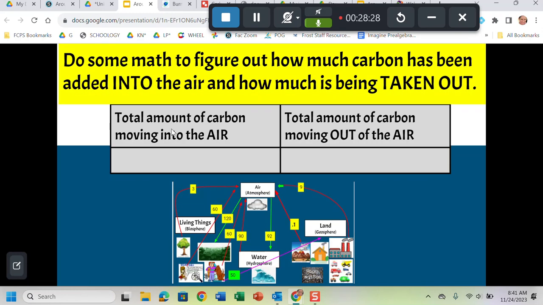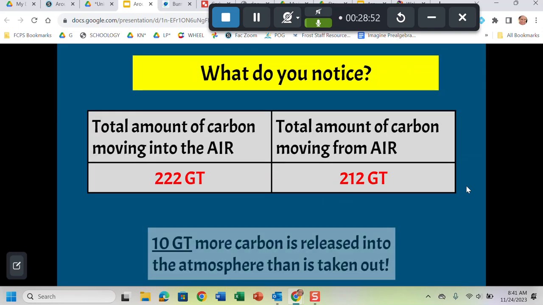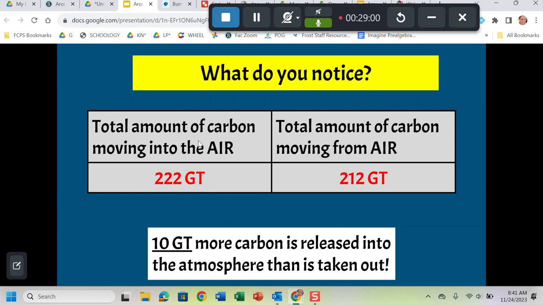So total amount of carbon moving into the air, when you add it all up, all of the ones that were aiming for the air, you got 222.1 gigatons. And when you added up what was happening for carbon coming out of the air, it was 212 gigatons. So that seems pretty close, right? That's only about 10 gigatons difference, right? Approximately. So we have 10 gigatons more carbon being released into the atmosphere than we have coming out of the atmosphere.